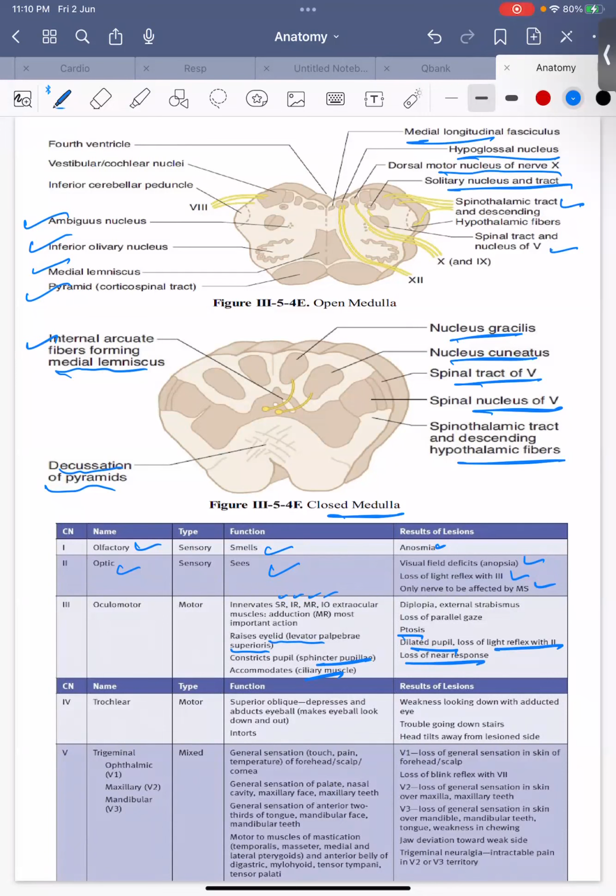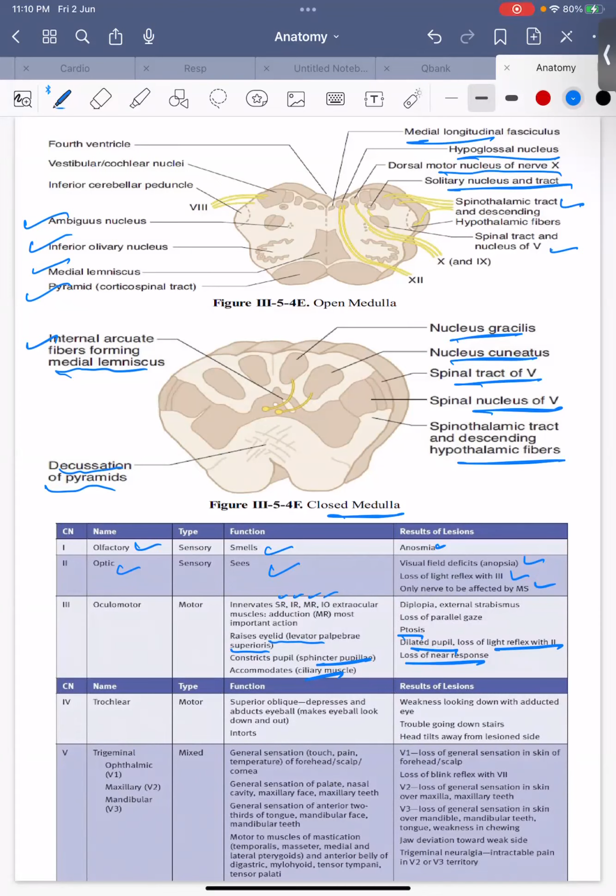Now let's talk about the cranial nerve fourth, the trochlear one. It is the motor nerve that supplies the superior oblique, which depresses and abducts the eyeball. So it causes the eye to look down and out. There will be weakness looking down with the abducted eye if there is a lesion, so there will be trouble going downstairs, and the head will tilt away from the lesion side.